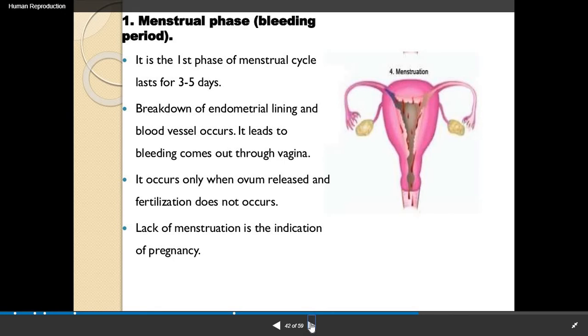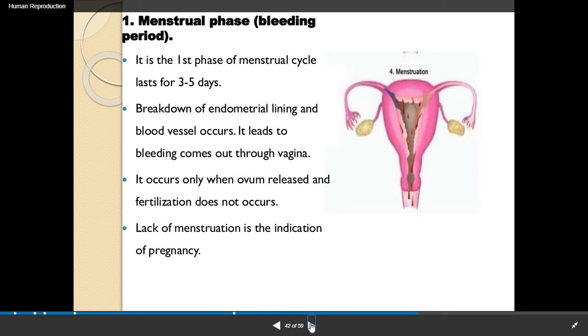Now we will see all the phases one by one. The first phase is the menstrual phase, which is also known as the bleeding period. It is the first phase of the menstrual cycle, which lasts for 3 to 5 days, as we have seen in that figure. Breakdown of the endometrial lining and blood vessels occurs. It leads to bleeding that comes out through the vagina.